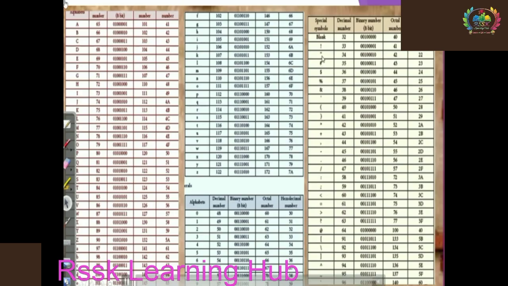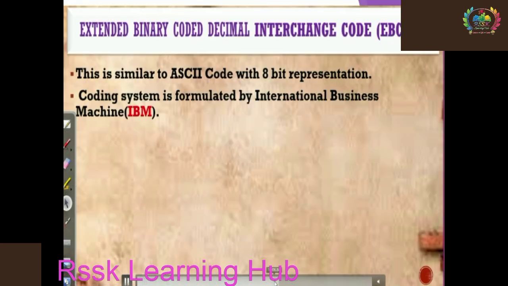So you will have the alphabet, the number equivalent to your alphabet, the 8-bit conversion, and next the octal conversion. For the same code you will have hexadecimal conversion and so on. Similarly, you can represent this code for special symbols also.